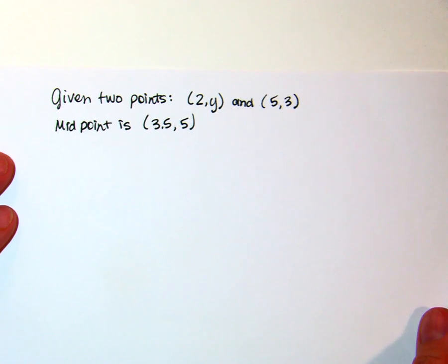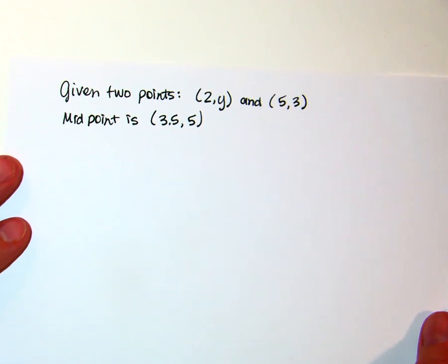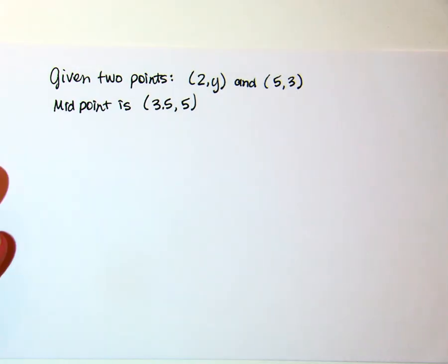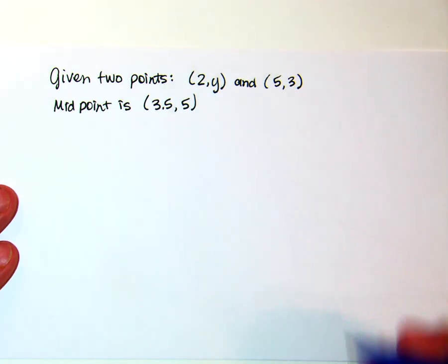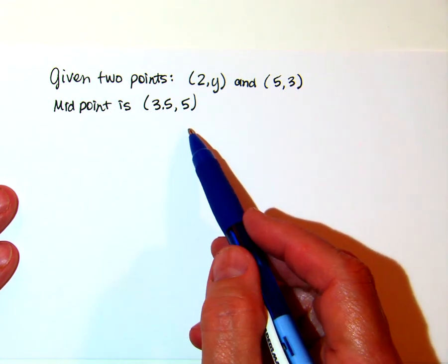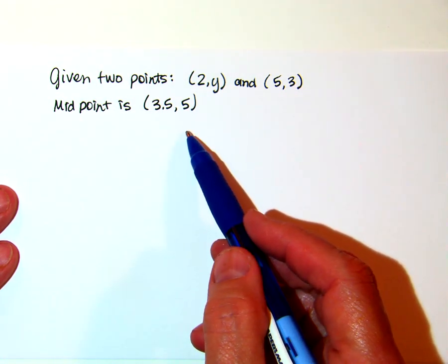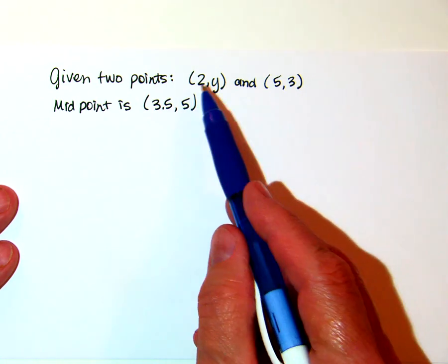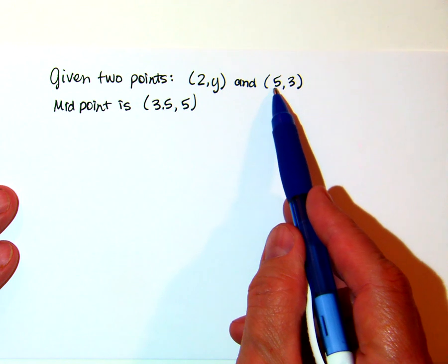Now, what if you know something different about it? Instead of knowing the 2 points, you know where the midpoint is, and you're trying to figure out where the other point is. So given 2 points, these are the coordinates of the 2 points. You'll see we don't know this y value. Okay? Don't know it. But we do know what the midpoint is. Okay, well, let me think. The x value of the midpoint is the average of the x values of the points. So 2 plus 5 divided by 2 is 3.5.